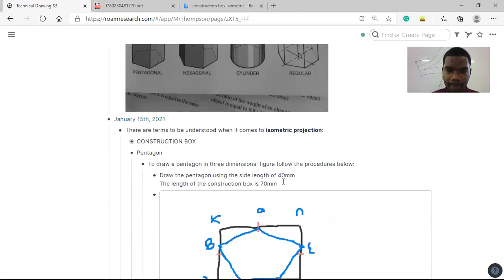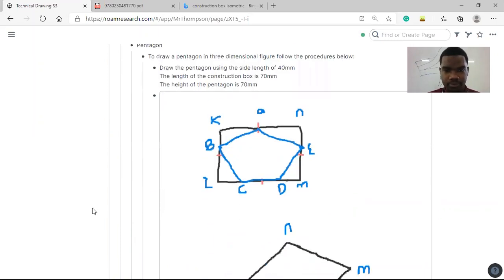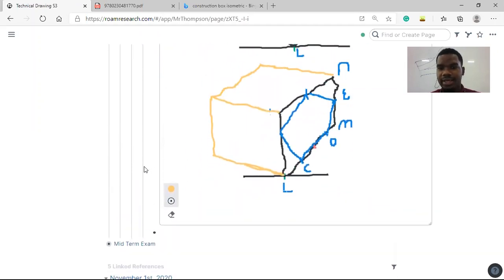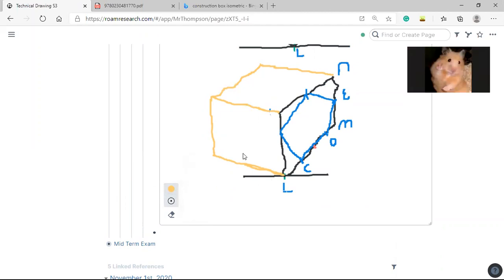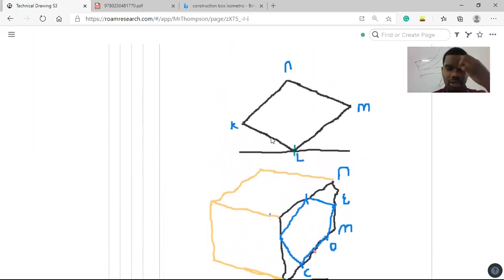So write this for me. The height of the pentagon is 70 millimeters. So in other words, to get the height or the total depth of the object, I'm gonna go 70 millimeters from every point out. Let me show you how that looks. We could follow along on the other drawing, right? That goes vertical. Right, you can follow along as well.